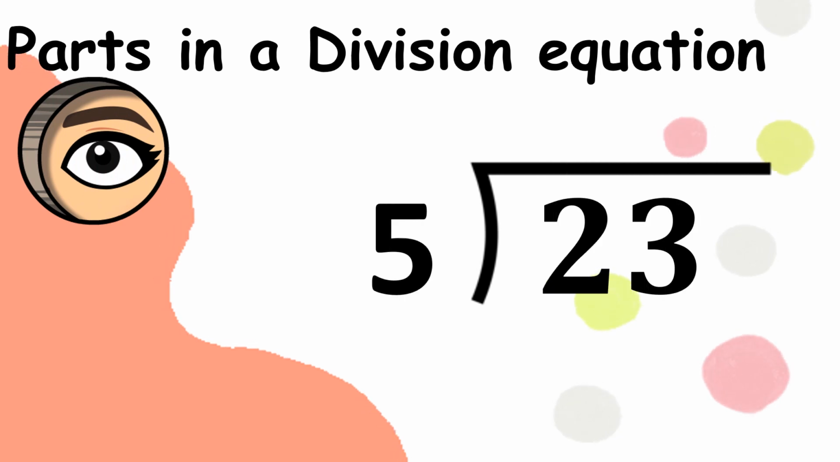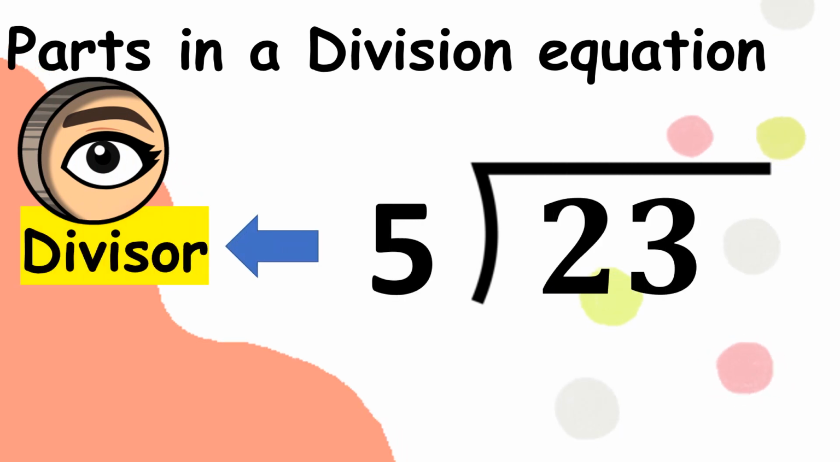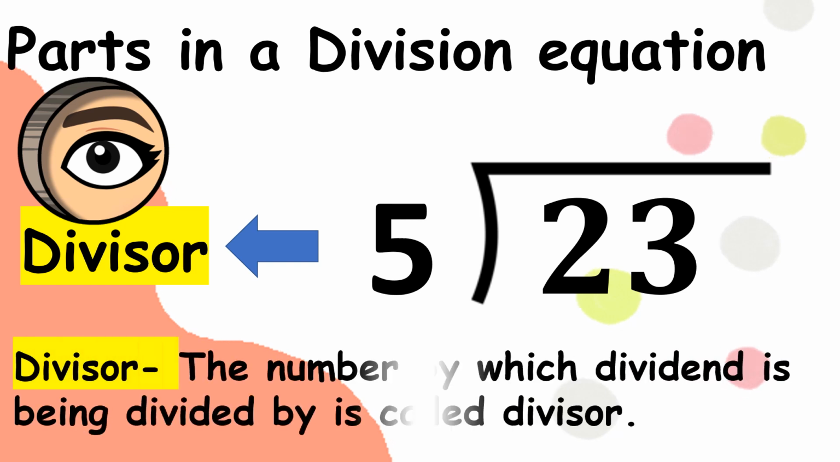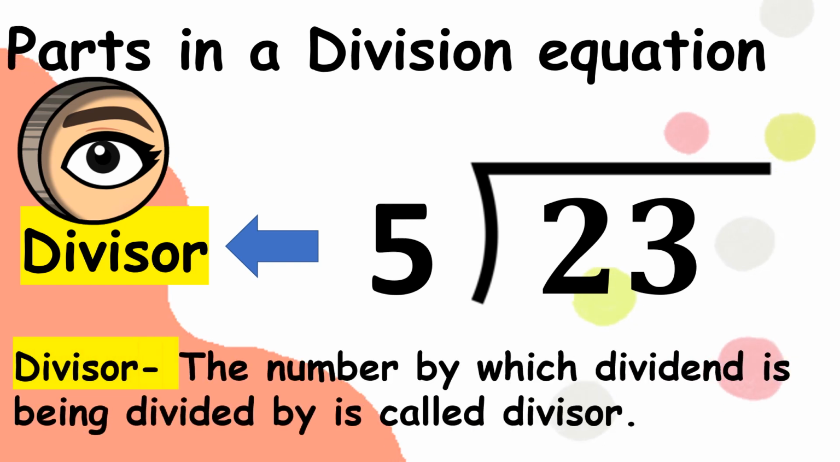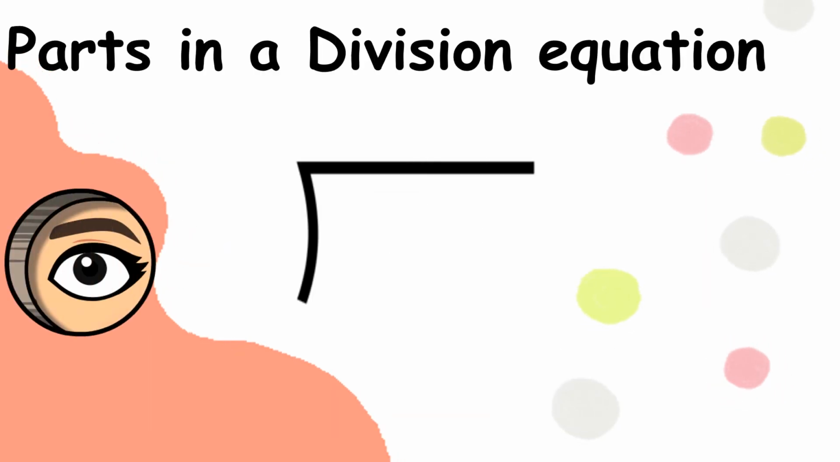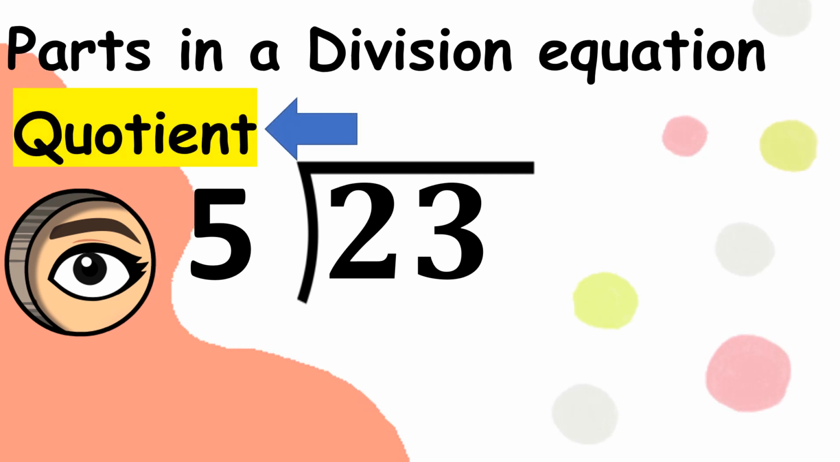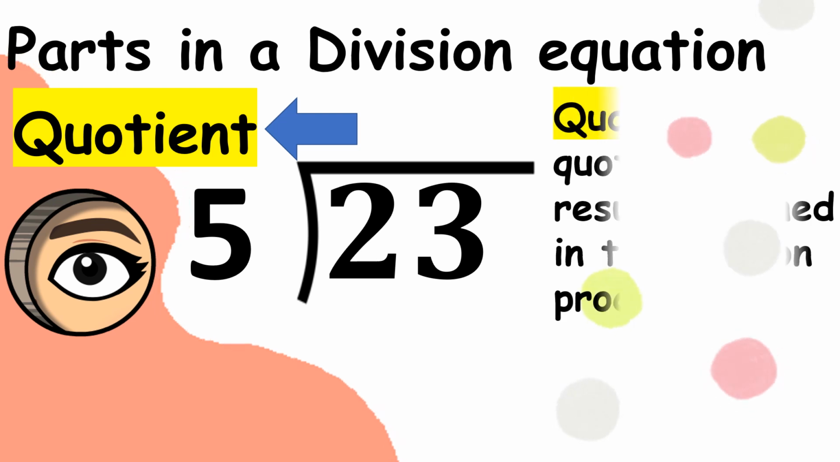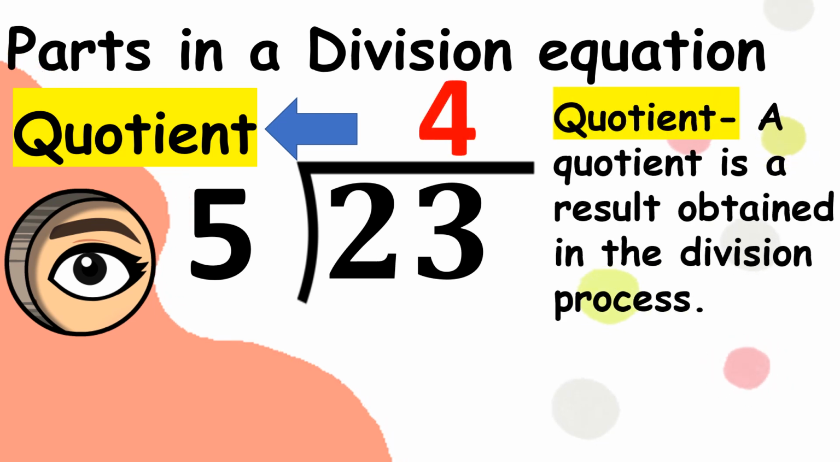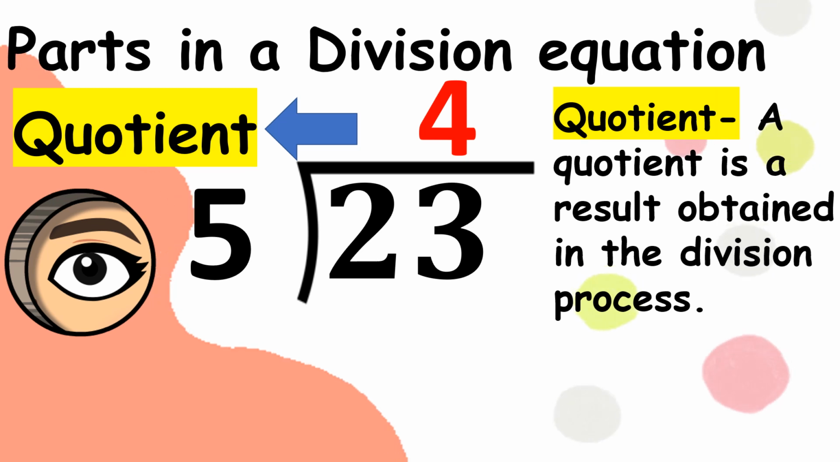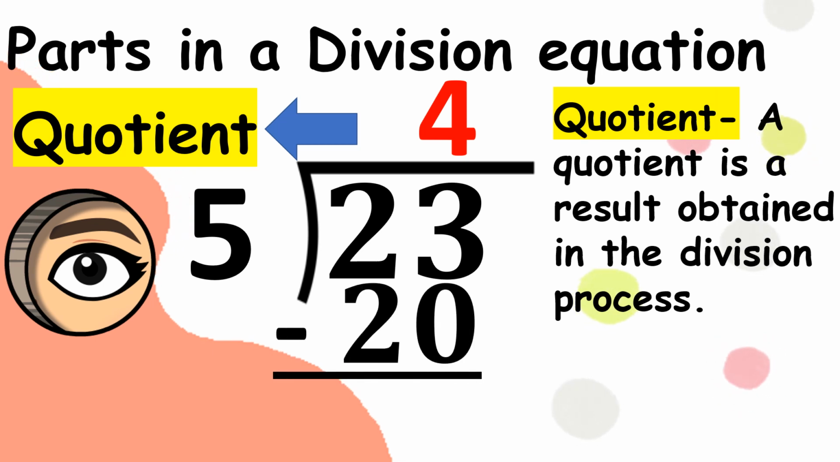Okay, now class, outside the division symbol is what we call the divisor. And what is the divisor? The number by which the dividend is being divided. Next, now that we already know the dividend and the divisor, the answer to the division process is what we call the quotient. So the quotient here is 4. A quotient is a result obtained in the division process.